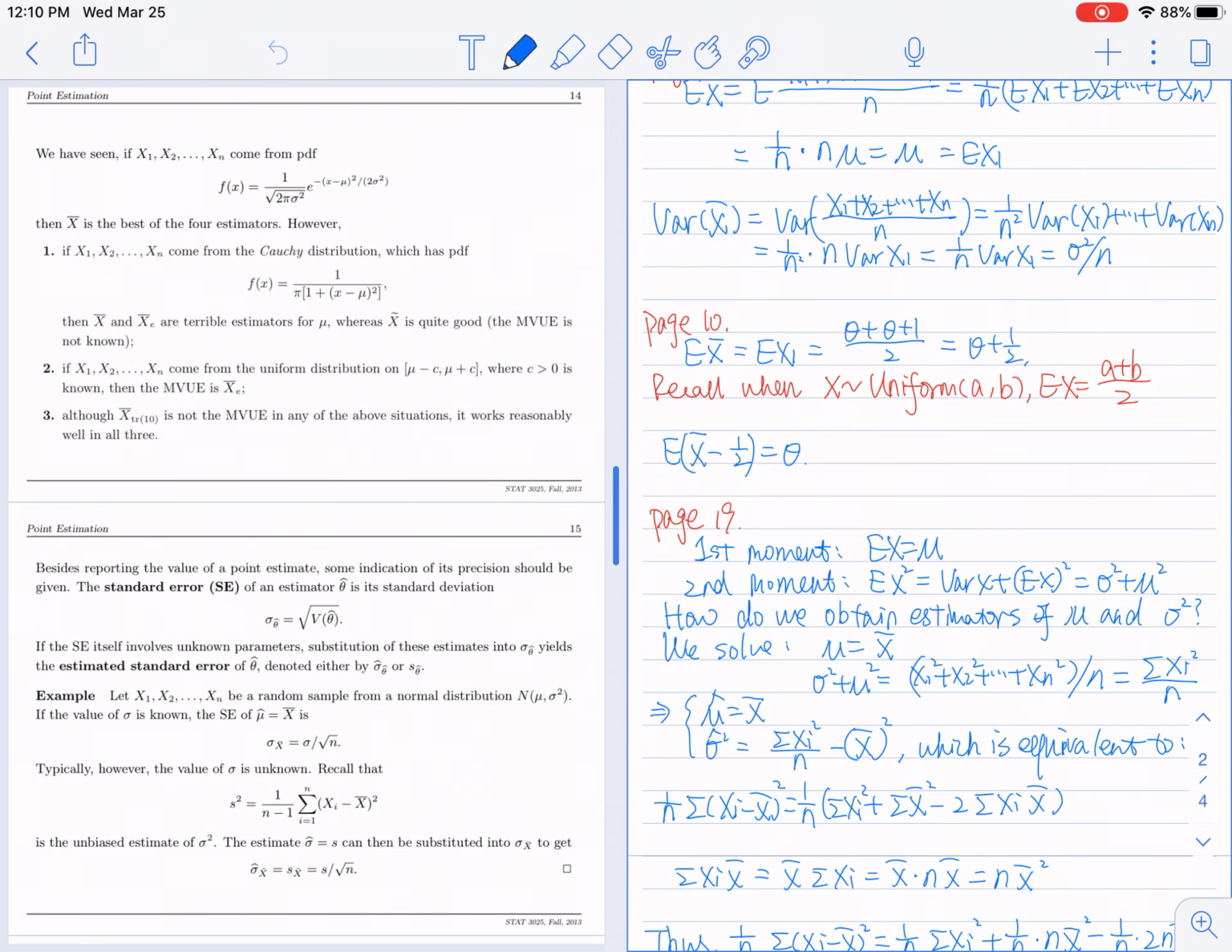As you can see, the variance of x1 will be equal to sigma squared, right? And the variance of x bar, as we have derived, will be equal to sigma squared divided by n. So apparently, the variance of x bar will be smaller than the variance of x1. That is to say, using this principle, x bar is a better estimator than x1 because both of them are unbiased, but x bar has a smaller variance.